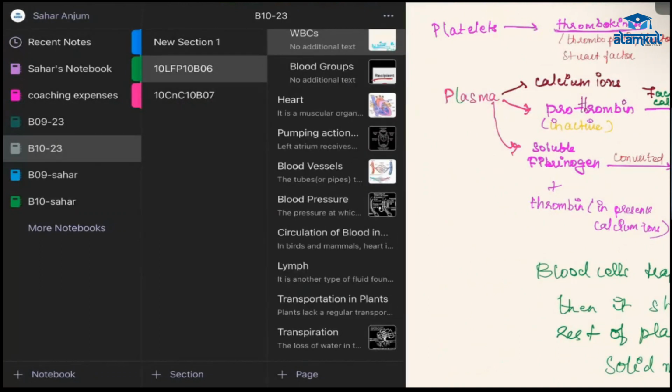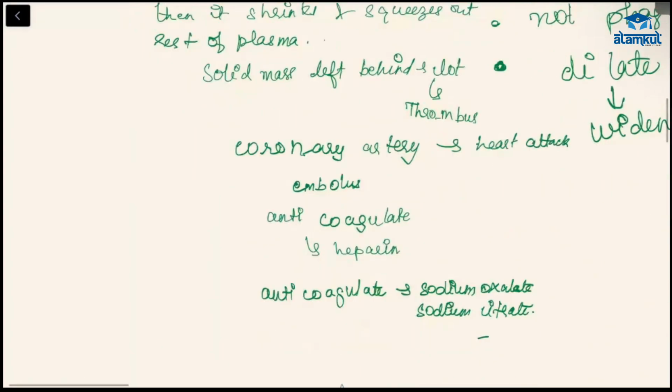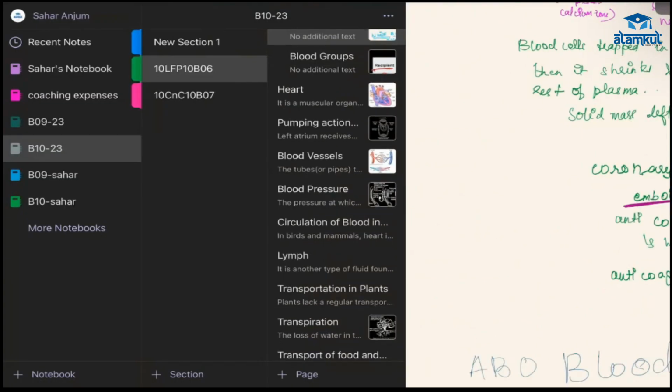Any other doubts? Yes, ma'am, the last question on yesterday's assignment: give the technical term for the clot that breaks and travels around the body. I have already told you, right? Embolus, while taking the class. Yes, ma'am, I think I was late that day. Any other doubts? No, ma'am.